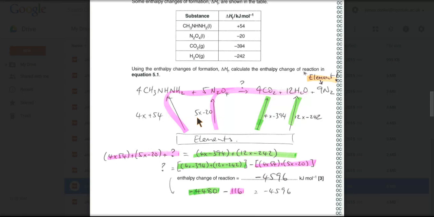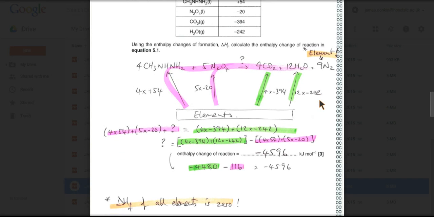So then you can see you've got 5 times the minus 20. And then we've got 4 times minus 394 for those 4 CO2s, and 12 times minus 242 for the 12 waters. Nitrogen is an element, and so therefore it doesn't have an enthalpy change of formation. It's 0, so we don't need to have an arrow there.